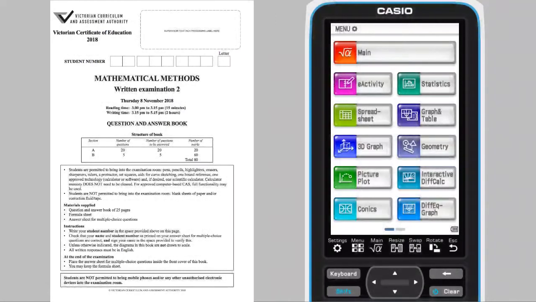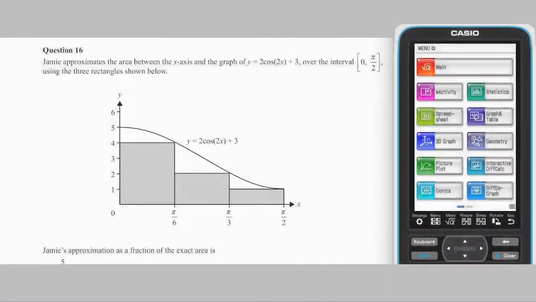This video will present solutions to the 2018 VCE Mathematical Methods Written Examination 2, Section A, questions 16 to 20. Question 16. To answer this question, we require both the exact area under the curve as well as Jamie's approximation. The exact area under the curve, which can be found as the definite integral from 0 to pi on 2 of 2 cos 2x plus 3, can be calculated on our ClassPad.